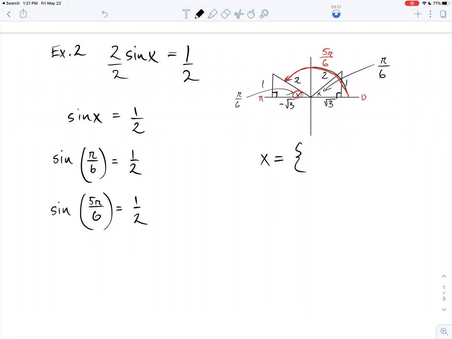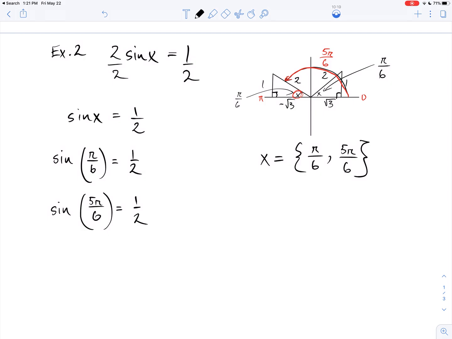They're going to say in the book, your solutions are, and then they're going to write them from smallest to biggest, just so you know. So you have two answers that make this statement correct this time.